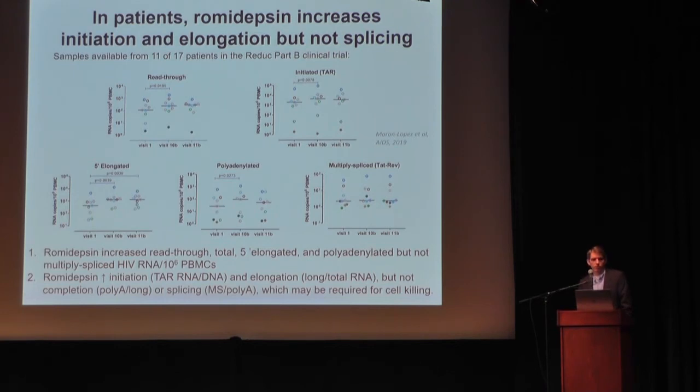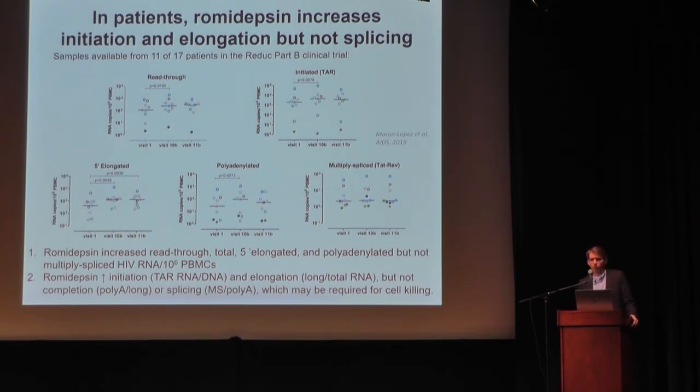And in these 11 patients, what we did is we measured each of our HIV transcripts before romidepsin, that's visit 1, and at 2 visits right after getting romidepsin, those are visits 10B and 11B. And each graph here shows a separate HIV transcript. Each dot is a separate patient with the y-axis on a log scale, the bars representing the median, and when we couldn't detect it, it's a solid circle. But looking at these graphs, what you can see is that in vivo, what romidepsin seemed to do, at least in this patient group, is it increased read-through transcripts, it increased initiated HIV transcripts, elongated HIV transcripts, and even polyadenylated transcripts, but it didn't seem to do anything, as far as we could tell, to multiply spliced HIV transcripts.